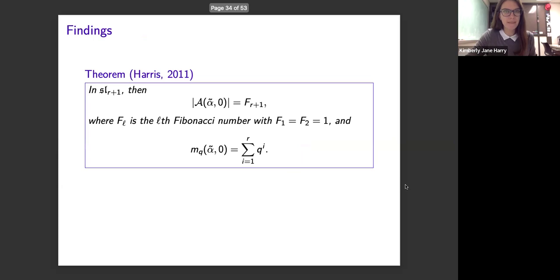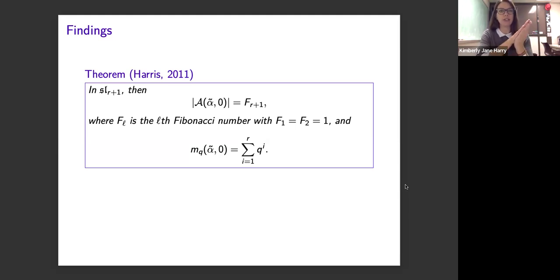Okay. So, like I said, Dr. Harris looked at when mu is 0 and was looking at SLR plus 1 and said that the cardinality of the alternation set is the R plus 1 Fibonacci. And here I'm going to say the first and the second Fibonacci number are going to be 1. I know sometimes, depending on who you're looking at, they will slightly change what they mean by F1 and F2, but here both F1 and F2 will be equal to 1. So the cardinality of the alternation set in this situation is just a Fibonacci number.